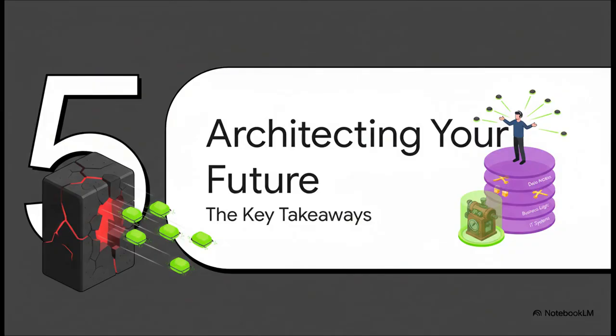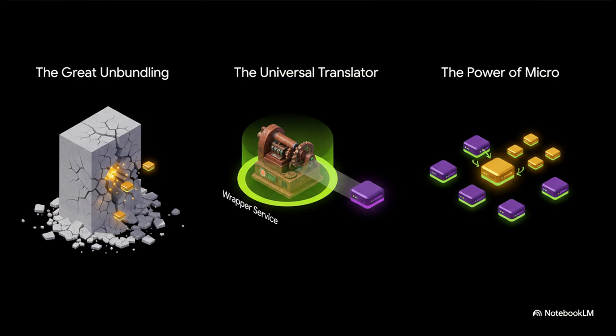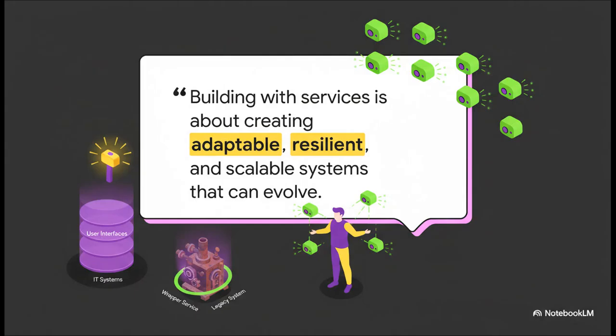Okay, we've covered a lot of ground here, from the problems of the monolith to the layered blueprint of SOA and the raw power of microservices. So let's just slow down for a minute and recap the essential concepts you can take with you as you start to architect your own future systems. There are 3 core ideas to really lock in. First, the great unbundling. That strategic shift from one big clunky box to a flexible team of specialists. Second, the universal translator. The magic of having standard interfaces that allow any service to talk to any other, no matter how it was built. And third, the power of micro. The radical independence that microservices give us to deploy and, most importantly, scale parts of our system without affecting the whole thing.